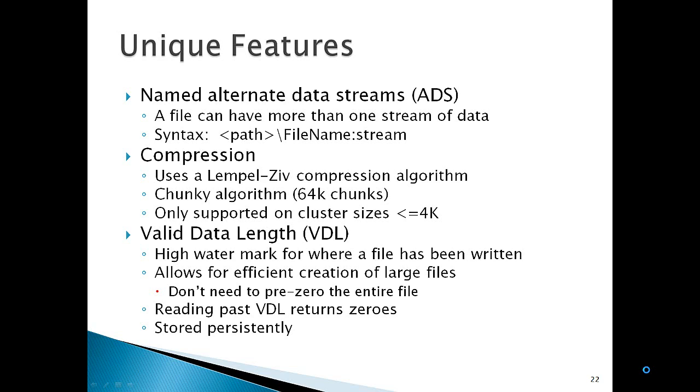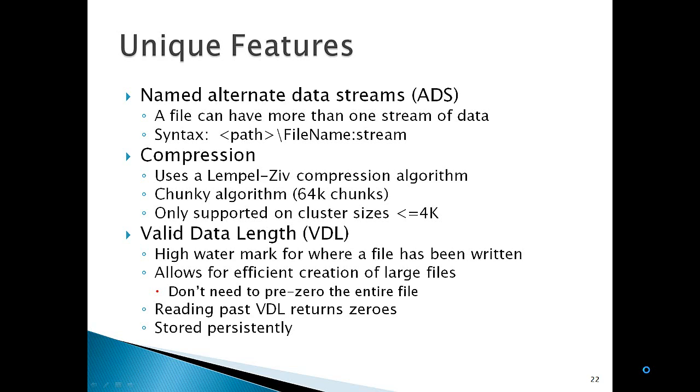But anyway, NTFS uses a Lempel-Ziv compression algorithm. Now, I want to be specific. It's really LZ77 or a version of LZ77, sometimes called LZSS. There's another one called LZ78 or LZW, and that's a totally different compression algorithm.